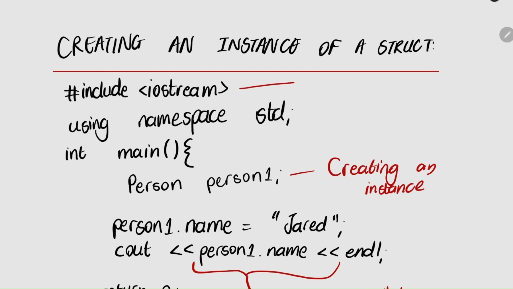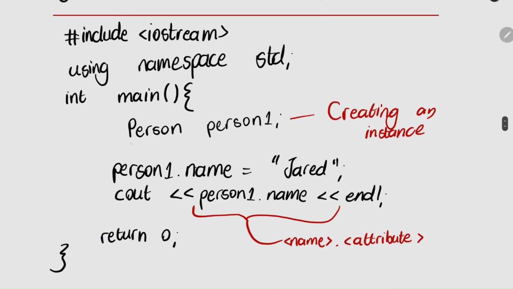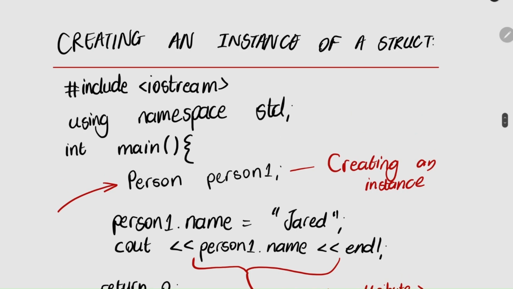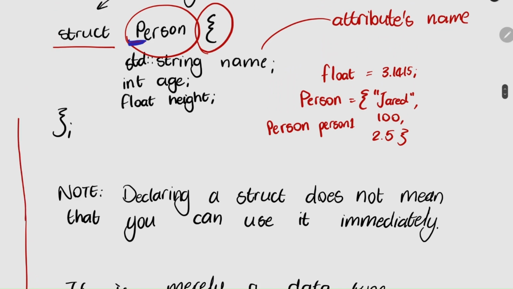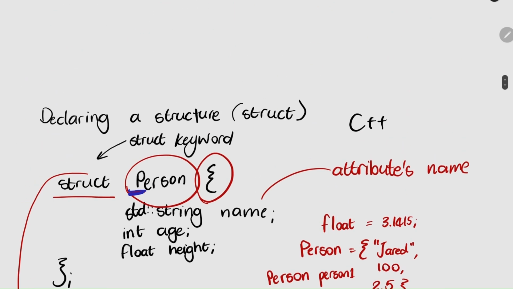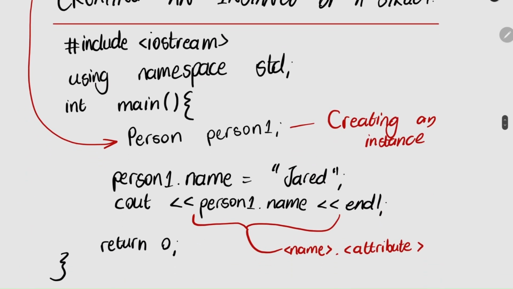So you say hashtag include iostream. Then this is just general C++ code, the regular. And then you say person one. This is the name of the struct. We could draw this line all the way back up here, to where we gave the struct this name, Person, with a capital letter, because C++ is case sensitive.